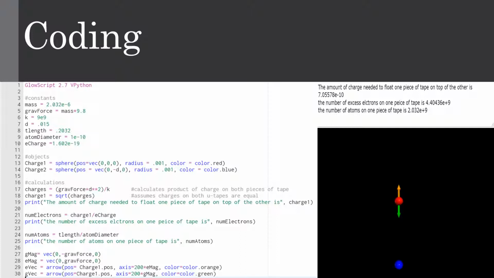The calculated value for the amount of charge needed to float one piece of tape on top of the other is 7.05 times 10 to the negative 10th coulombs. The total number of excess electrons on one piece of tape is 4.4 times 10 to the 9th electrons. And the total number of atoms on one piece of tape is 2.032 times 10 to the 9th atoms.